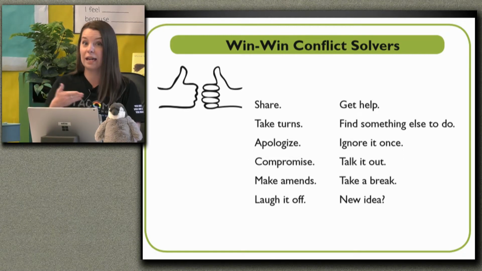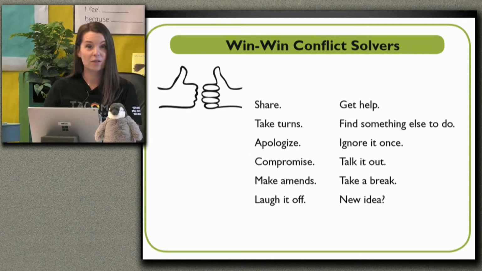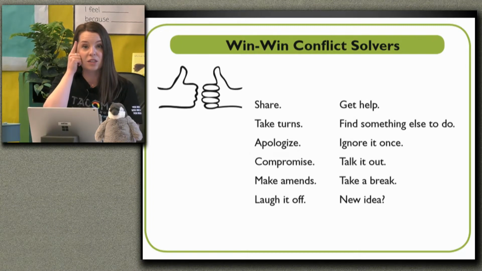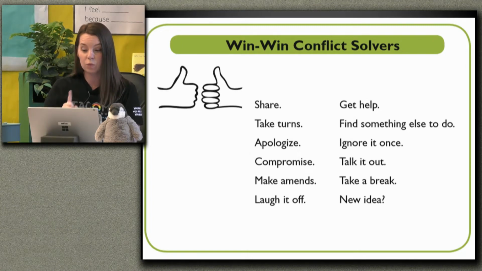That means if you can't think of anything, ask someone else for some help. You could ignore it once, take a break, or any other ideas. Now, step 2 of the peace path is brainstorming. Which one of these win-win conflict solvers will help solve your conflict?